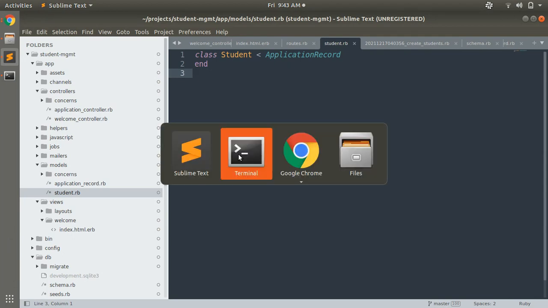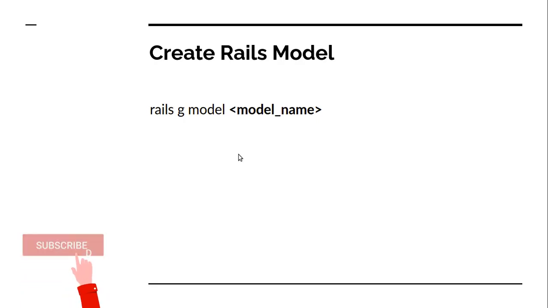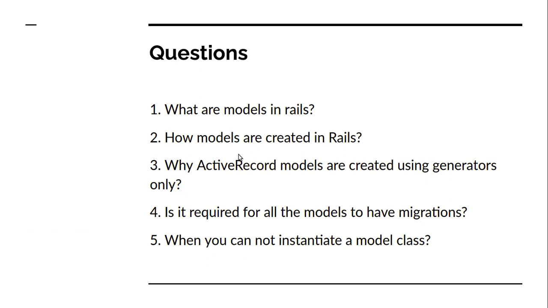Now, based upon this lecture, it's time for questions. So the first question is, what are models in Rails? Rails models are known as Active Record and are responsible for managing the persistent storage of business data and logic.